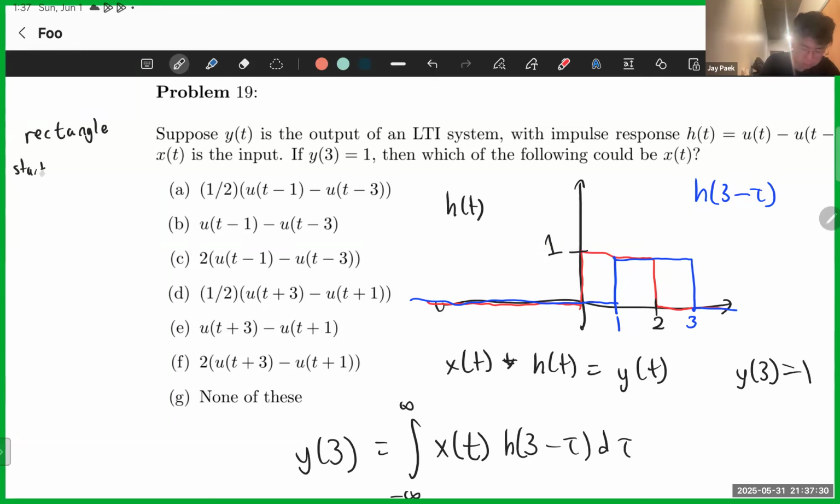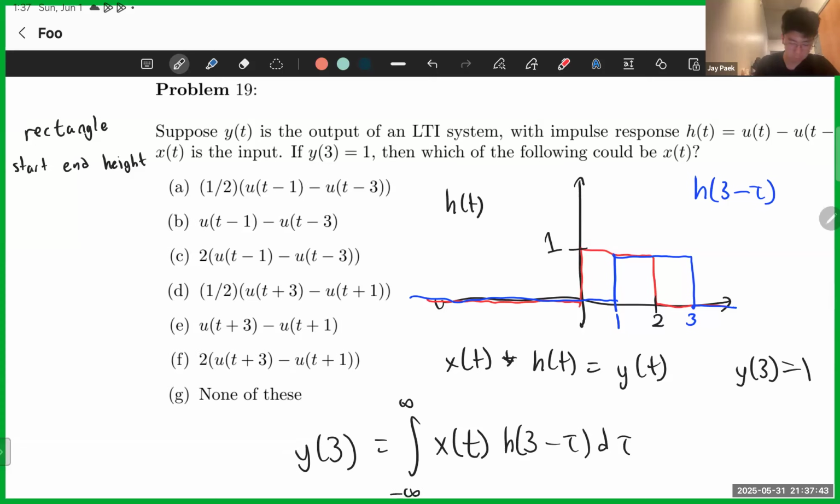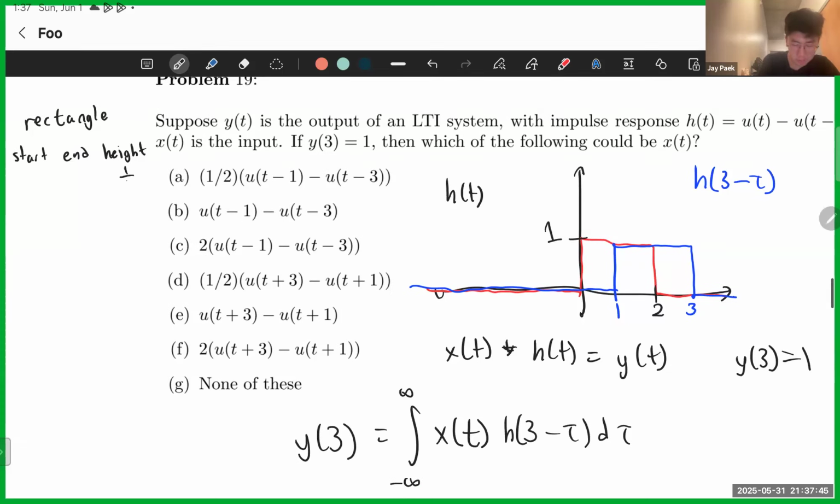Starting at a certain number, ending at a certain number, and height of a certain number, just from observation of each of their respective formats. Clearly their height is very self-explanatory. It's just exactly the number that precedes it. And now we just need to know when it starts and ends. This one starts at 1, ends at 3.